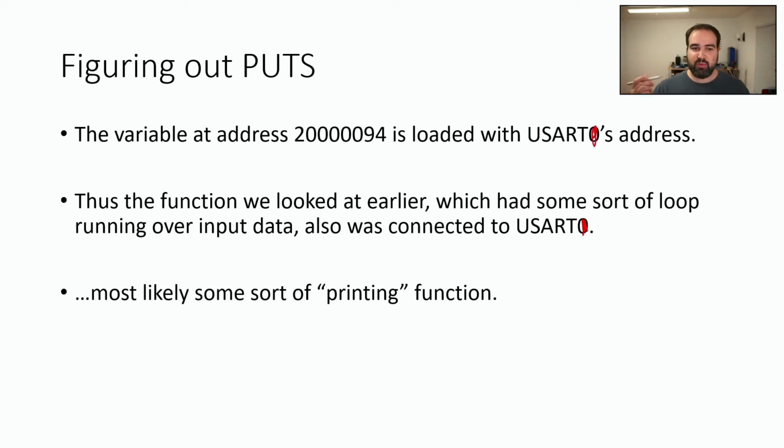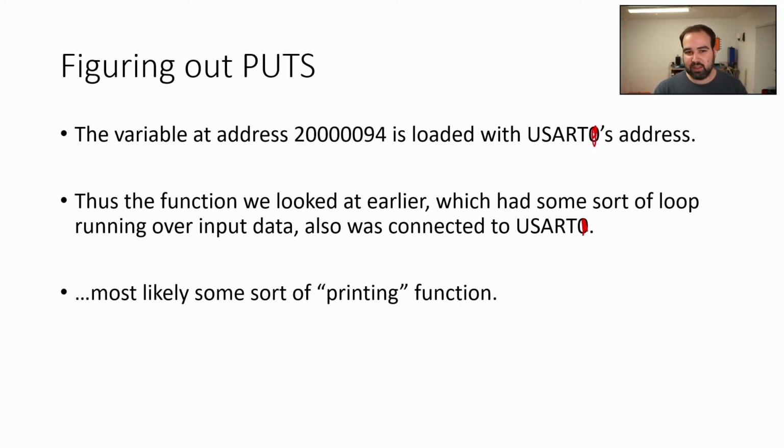And so that function that we looked at earlier has some sort of looping over input data, and it's also connected to UART1. So there's a pretty likely chance that this is printing whatever input data we get to UART1. It's a bit of a guess, and you can see I just had to keep following these variables, and lots will be dead ends. But that's more or less what we're doing when we're reverse engineering. There's no exact formula, but the more experience you get, you'll get a better feel for what type of functions are going to do what different tasks.